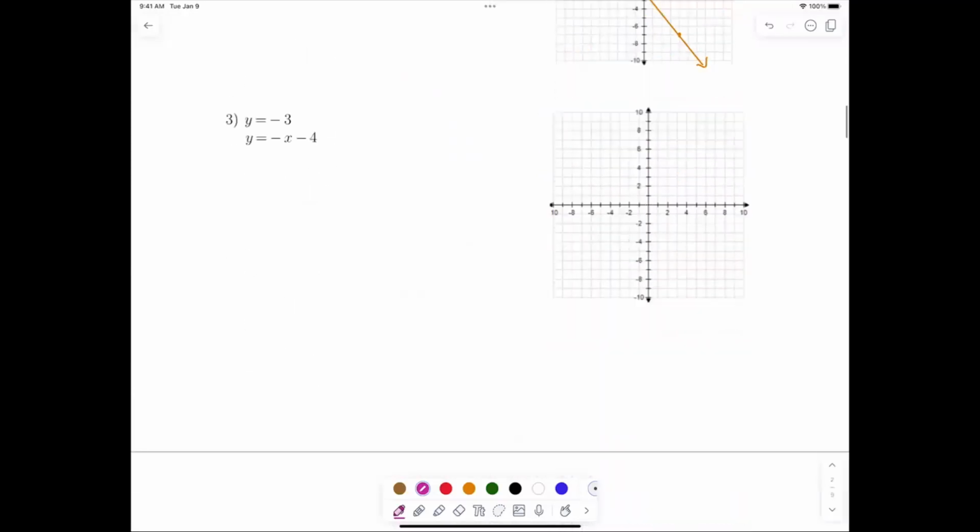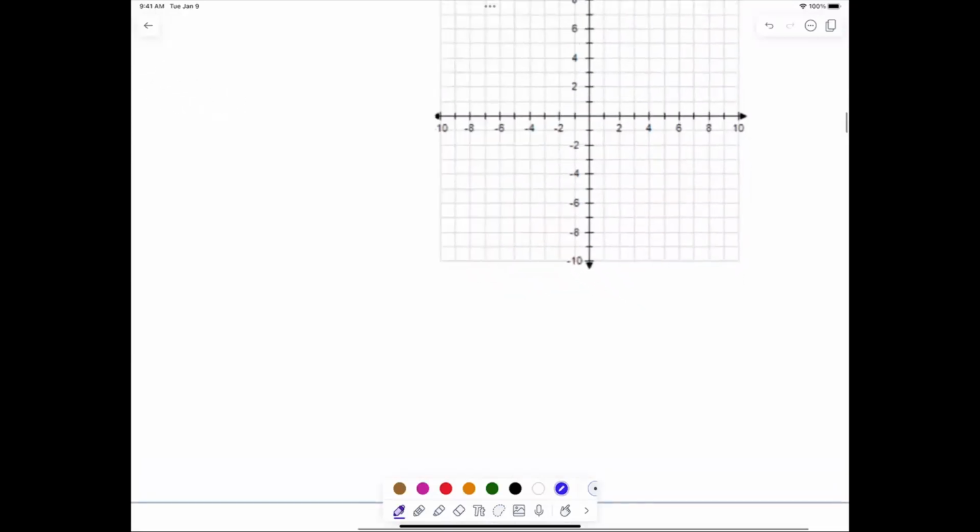All right, number three, let's graph number three real quick. y equals negative 3, y equals negative x minus 4. When you graph y equals negative 3, does everybody remember that's just a what kind of line? Thank you. Horizontal line at negative 3.